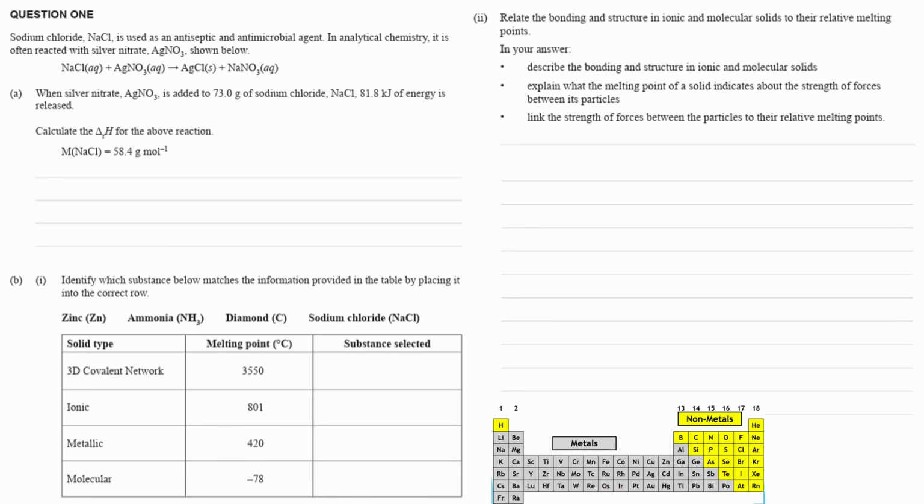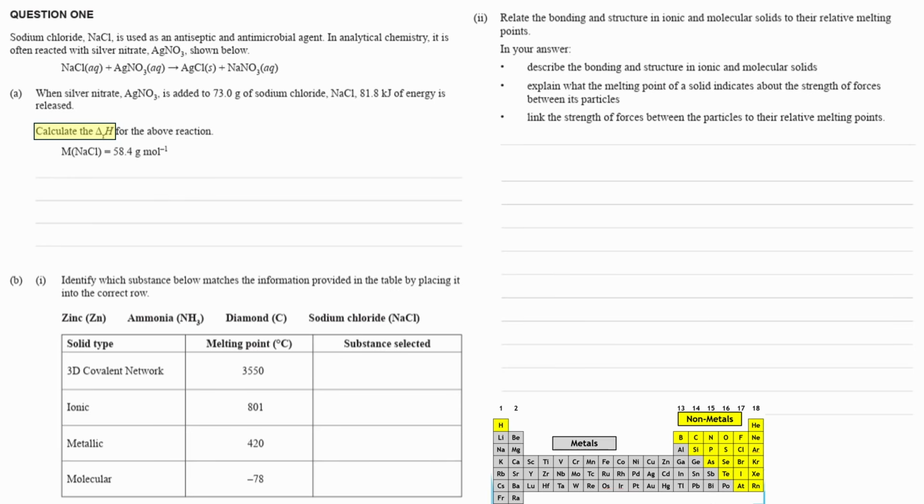Now calculate delta H for the above reaction, and then they've given us the molar mass of sodium chloride. So I've seen both of those bits of information, the mass and the molar mass of sodium chloride. So I'm going to expect that I'm going to use this data about sodium chloride to solve the problem. Now, the first thing I need to do is calculate delta rH.